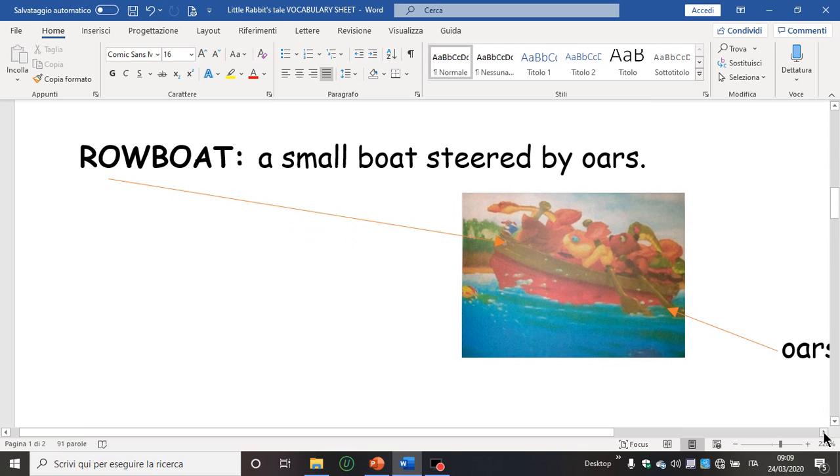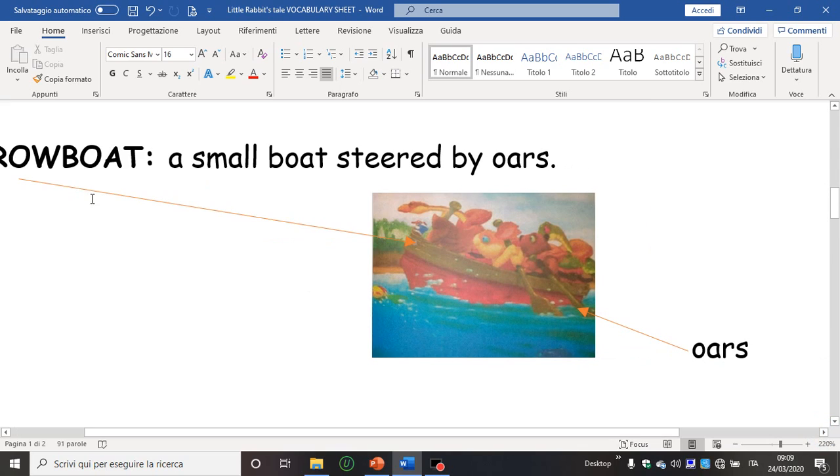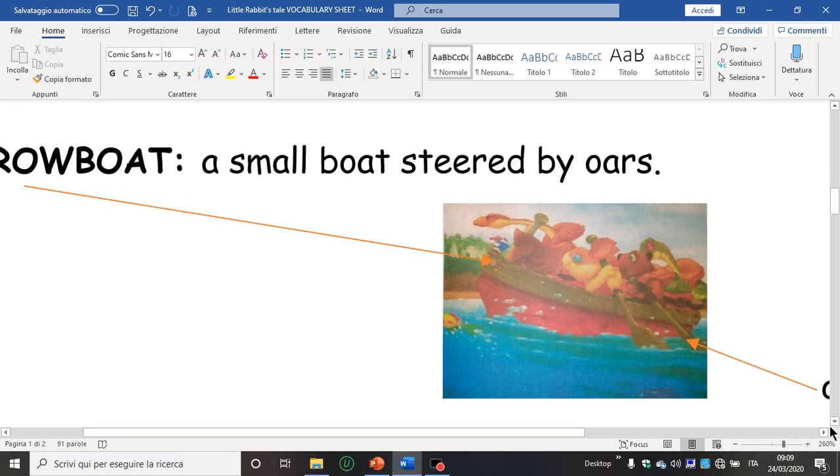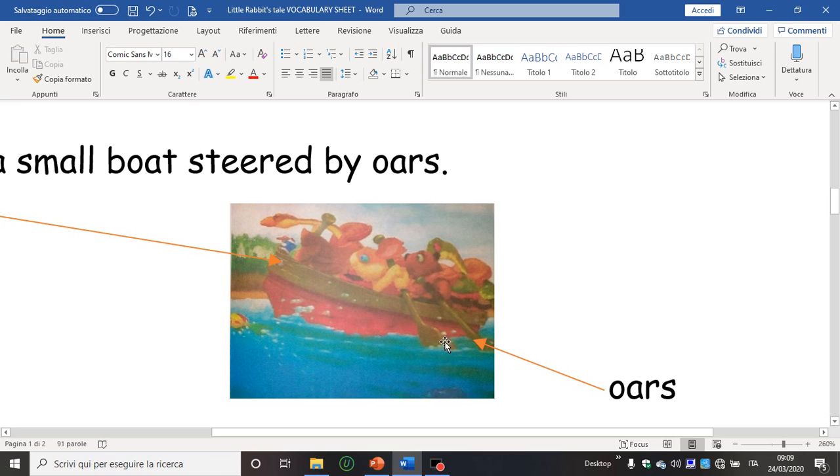Now, row boat. What is the meaning of row boat? A row boat is a small boat steered by oars. Can you see the animals in the boat? I'll make the picture bigger. The animals are inside the boat and they are rowing the boat with oars. Oars are rods with a blade at the end that we use to steer a boat. Row boat.